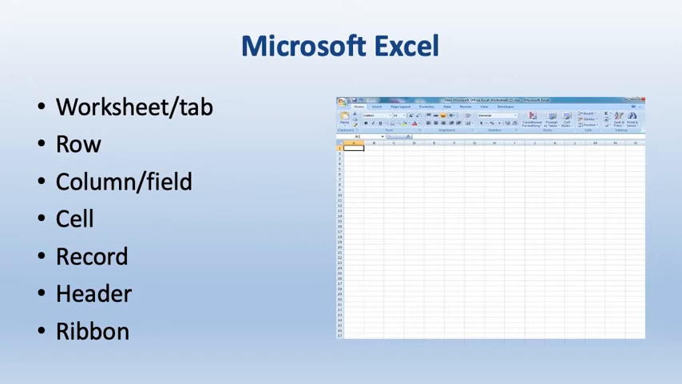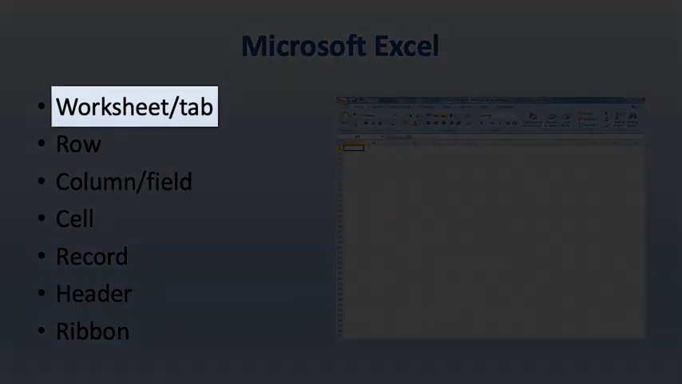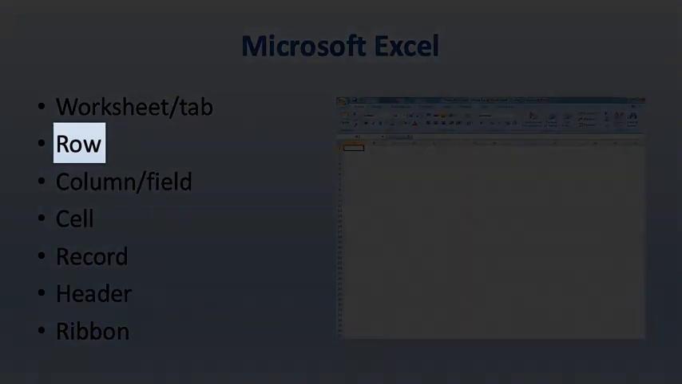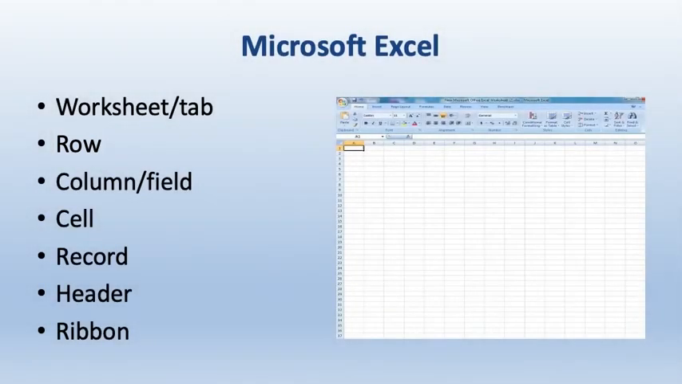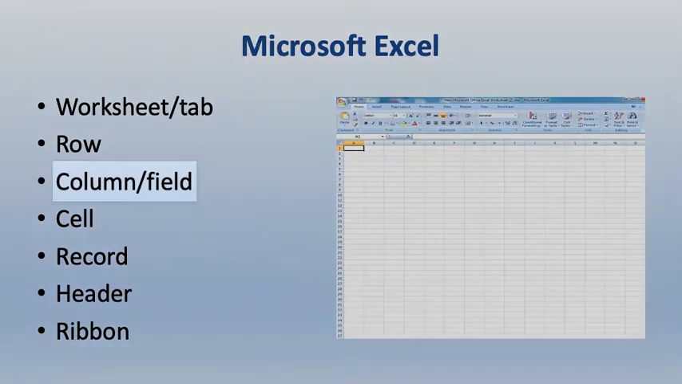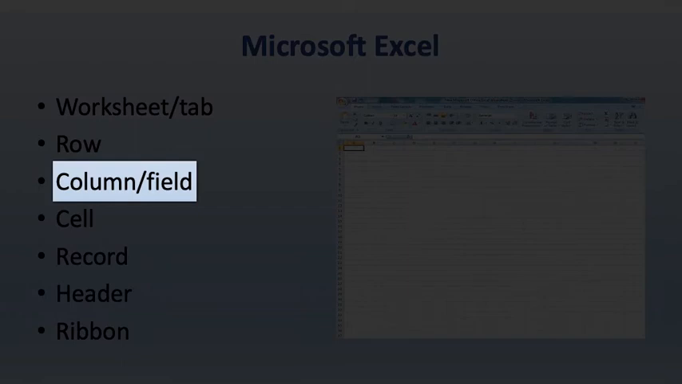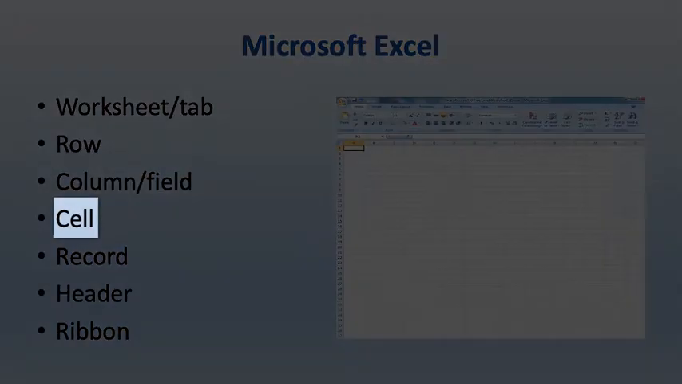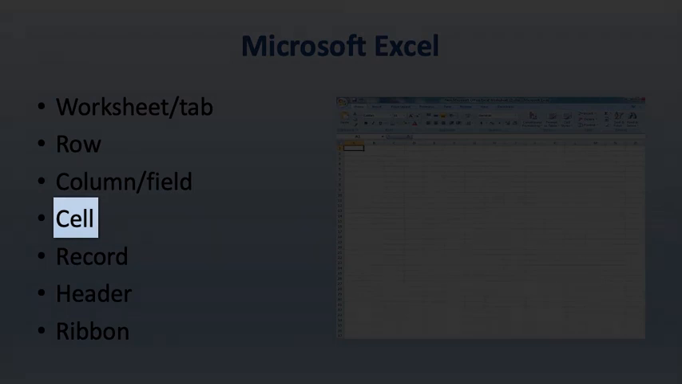Microsoft Excel. Okay, again, I'm sure you've worked plenty with Excel, but a little bit more. There are different tabs or worksheets at the bottom. You can create up to 250 different worksheets in one Excel file. You have your rows. Again, there can be up to 1 million rows in one Excel file. Columns or fields, they both mean the same thing. You can have up to 16,000 columns in an Excel spreadsheet.